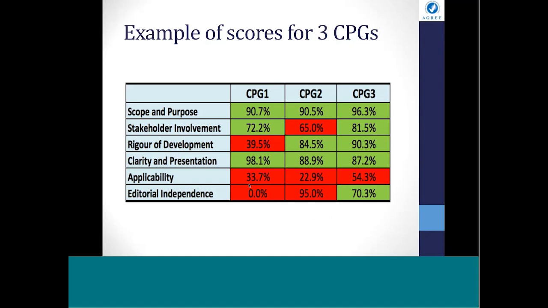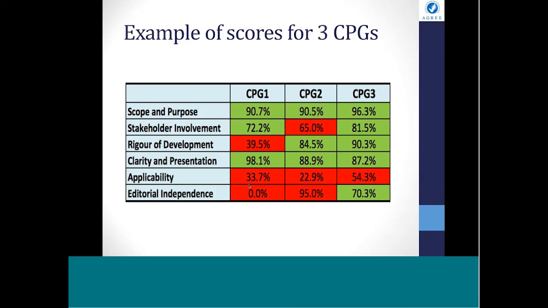Here's an example of a random guideline. In this case, we have 3 guidelines that we assessed, and these are the 6 domains. As you can see, in green are all the scores that were above 70%, and in red are all the scores that were below 70%. So, of these 3 guidelines, there are different scores. The clinical practice guideline 1, for instance, got 0% in editorial independence.